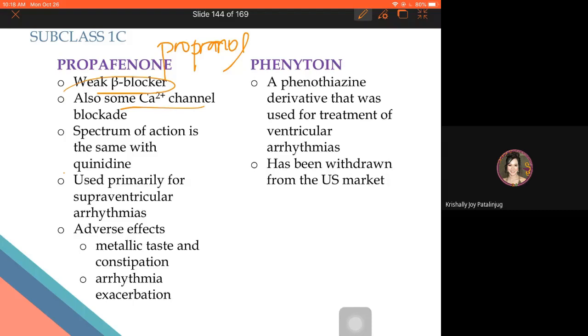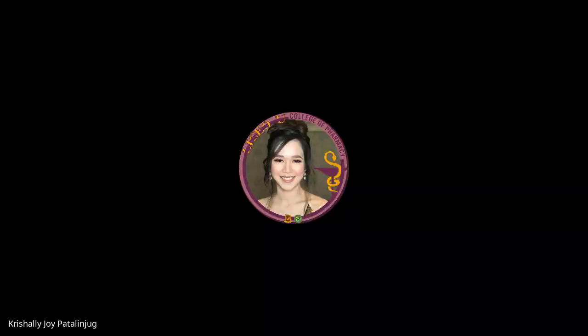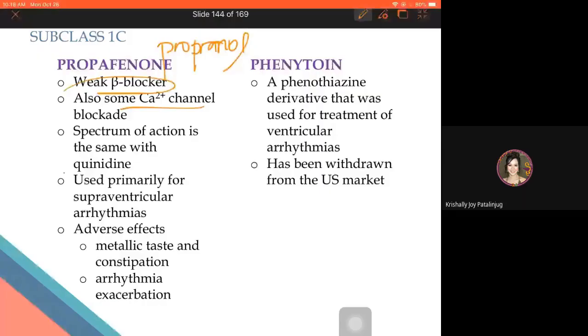For the adverse effects, it includes metallic taste and constipation, and it is also a pro-arrhythmic drug. That's why irresponsible use of propafenone can potentially cause arrhythmia again, a recurrence of arrhythmia, but this time of a different cause, a different type of arrhythmia.